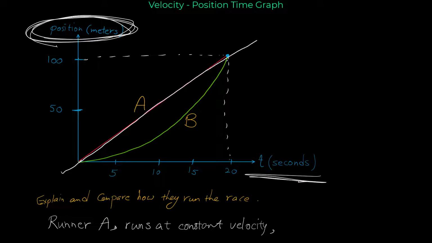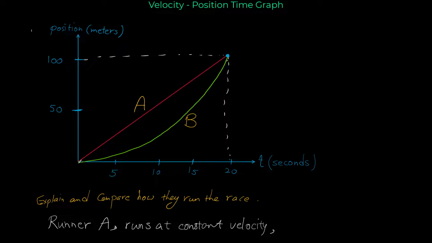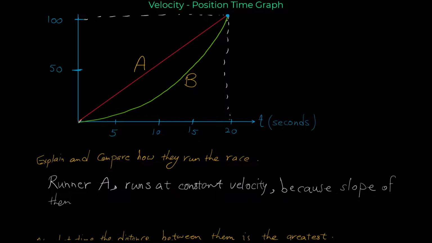If we look at the runner A curve, basically it's not a curve, it's a line, but we can name it curve. The slope doesn't change because it is a line, and when we have a line, the slope is always the same. This means that the velocity of runner A is always the same because the slope of a line never changes. A line is basically a curve whose slope never changes. So runner A runs at constant velocity because the slope of the position time function is always the same, is constant. This is for runner A.